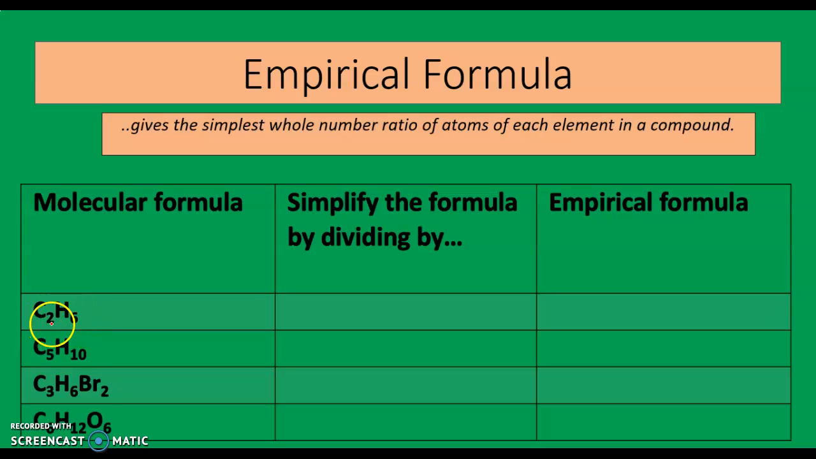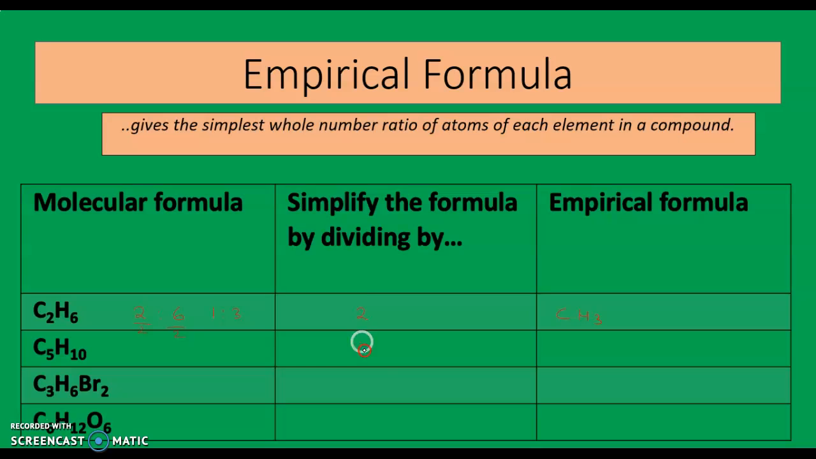We can simplify this formula further. So C2H6, that means carbon and hydrogen are in the ratio 2:6. I can simplify it by dividing it by 2. If I divide both numbers by 2, I get 1:3. So my empirical formula would be CH3. Similarly, I can simplify the other formulae by dividing by a number, and I would be able to get the answer. So if I divide it by 2, I get the formula CH3.